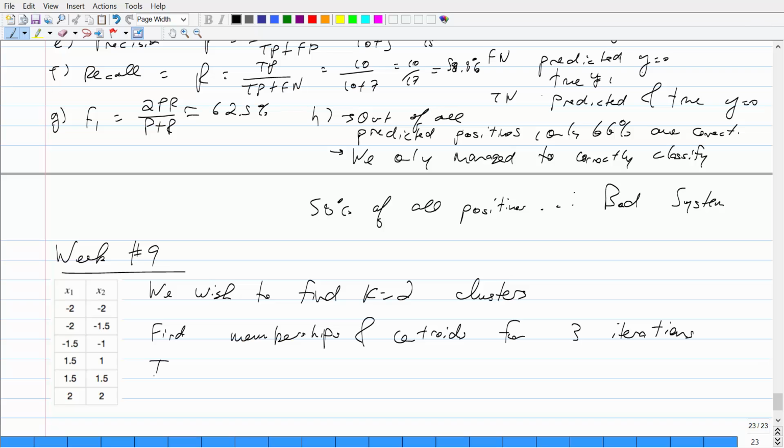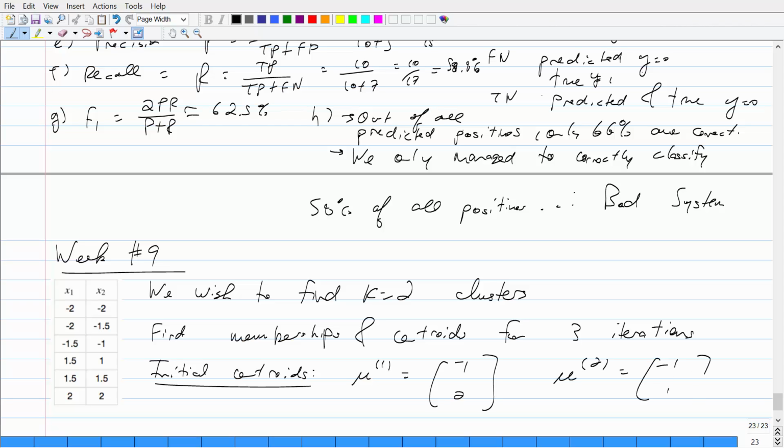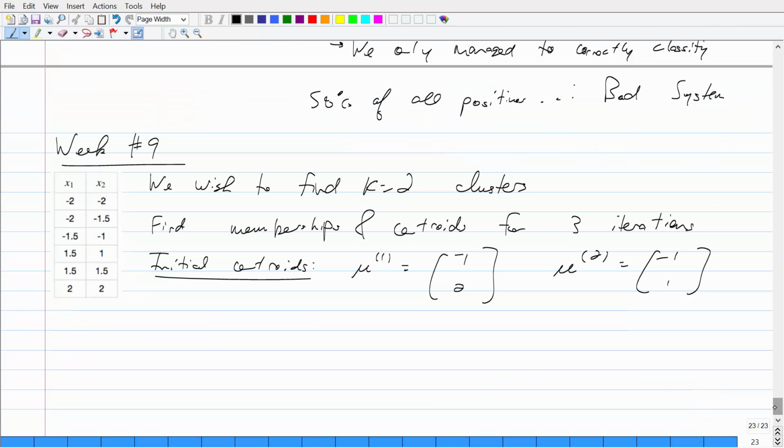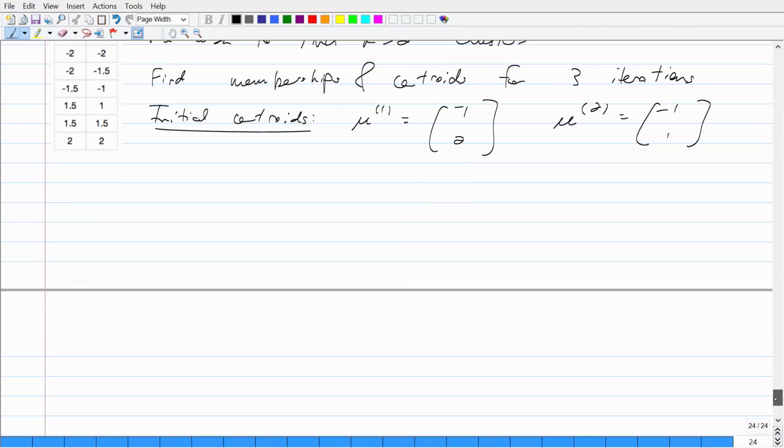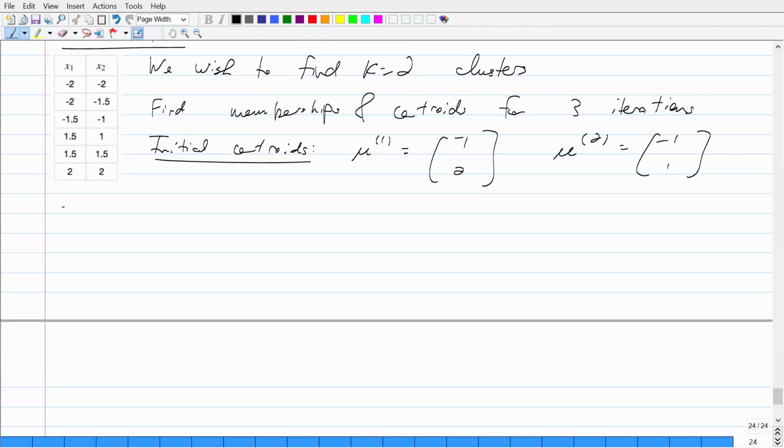Okay, so the initial centroids are equal to, the first one I have as -1, 2. The second one I have as -1, 1. Okay? Just to verify, one part of the question asks you to plot this and verify that you can split this up into 2 clusters. Okay, so this is the first part. First part's very simple. All you have to do is just plot this.